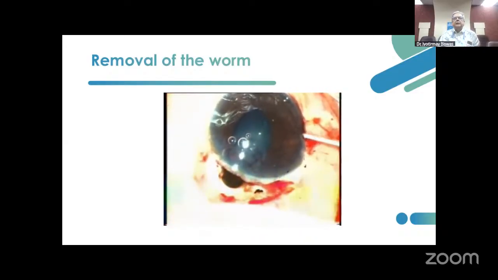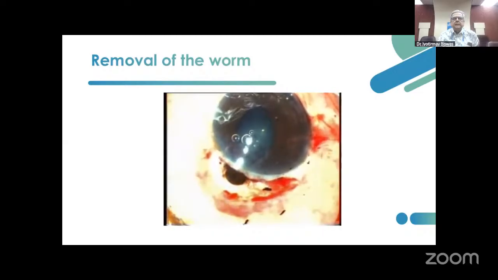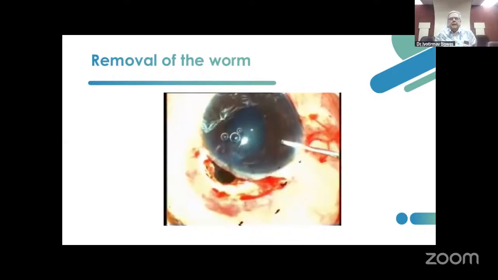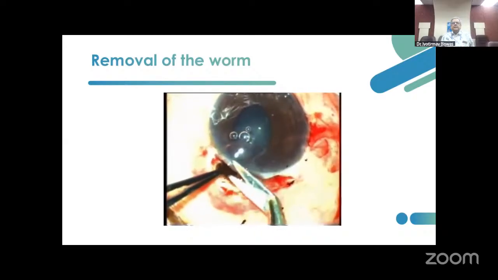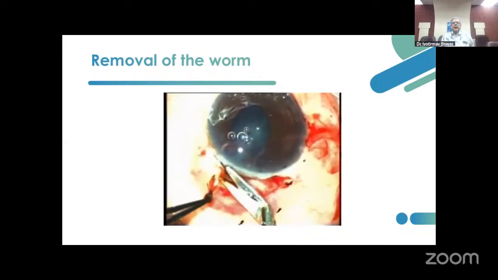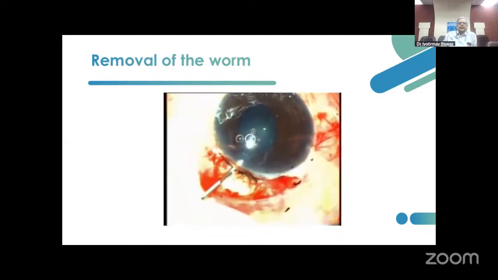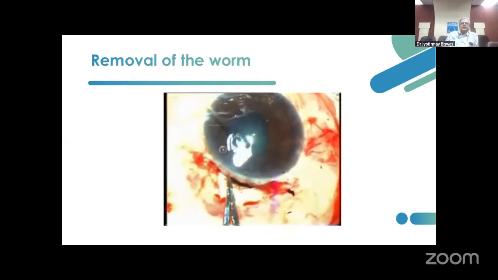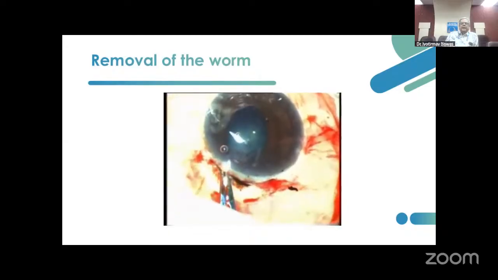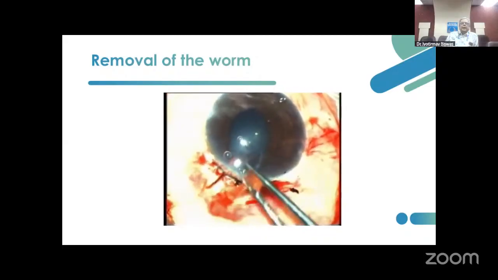So then we took scissors, we cut the iris. Now we put the forceps, tried to take it out, couldn't do it. Then we said enough is enough. We caught hold of the parasite by forceps and brought it out.